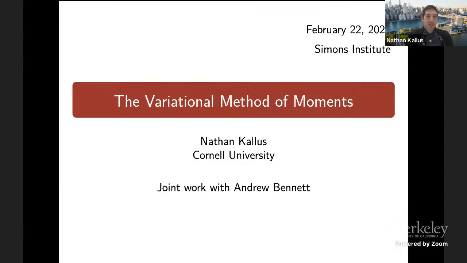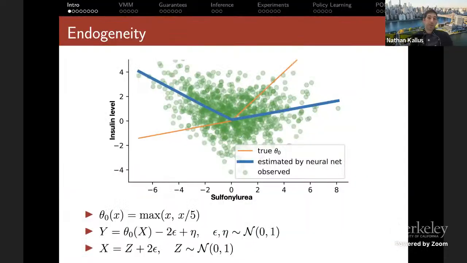So I thought I would tell you about work that's joint with my student, Andrew, on the variational method of moments, which is essentially going to be about applying minimax optimization to solving conditional moment problems. So for motivation, let me start with the IV problem.